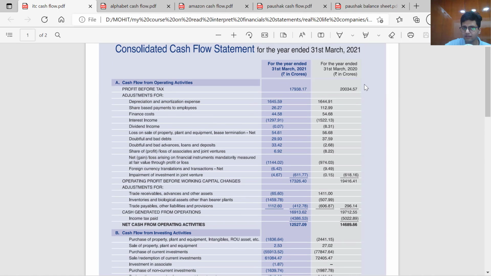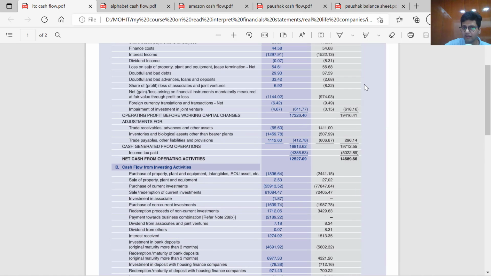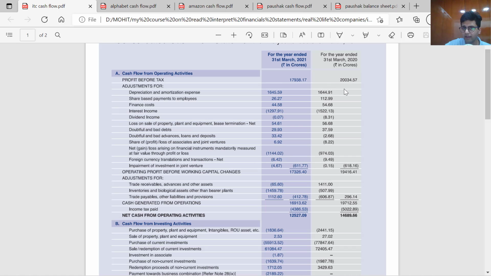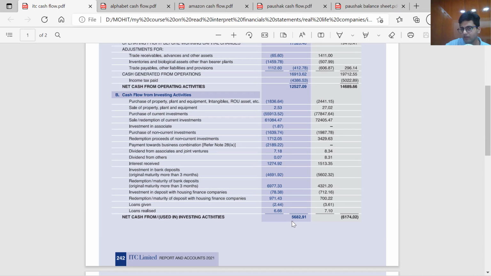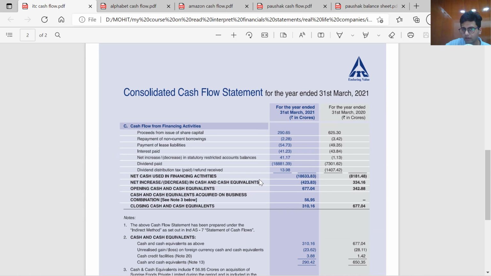We have operating activities, we have investing activities. They have earned income in 2021 of 17,938 crores. Out of that, they paid income tax of around 4,386 crores. This resulted in net cash from operating activities of around 12,000 crores. Out of this, they have just invested 5,700 crores in investing activities, the majority of which are actually mutual fund investments.